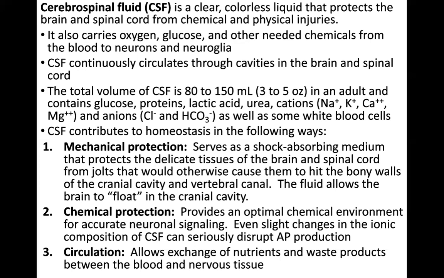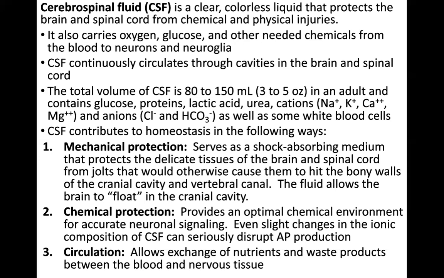Total volume of it is not very prominent, 80 to 150 mL, just 3 to 5 ounces. I have a bottle of Dr Pepper over here that's 20 ounces, so maybe a quarter of that is all we have for cerebrospinal fluid. What's in it in adults? Glucose, proteins, lactic acid, urea, cations: sodium, potassium, calcium, magnesium. We talked about sodium and potassium a lot on Tuesday. Chloride, bicarbonate, that's what HCO3 is, also prevalent in there. We even find some white blood cells as well.